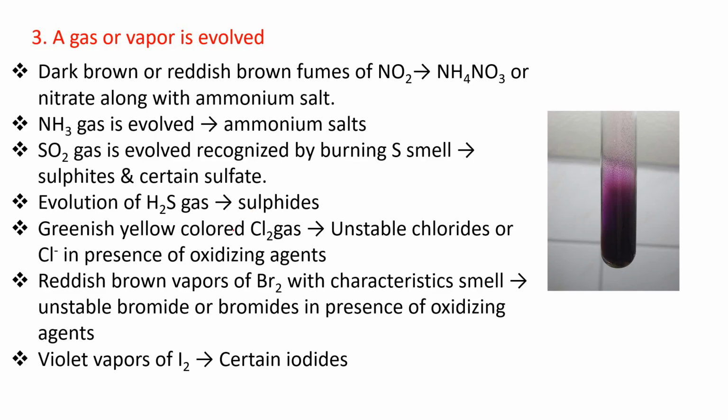If a greenish yellow pungent smelling gas is evolved, that means chlorine gas, then it may be unstable chlorides or chlorides in presence of an oxidizing agent. So chloride in presence of oxidizing agents is converted to chlorine, and you'll get this greenish yellow gas. Like that, if you get brown vapors, then bromide in presence of an oxidizing agent. If you get violet vapors, then certain iodides.